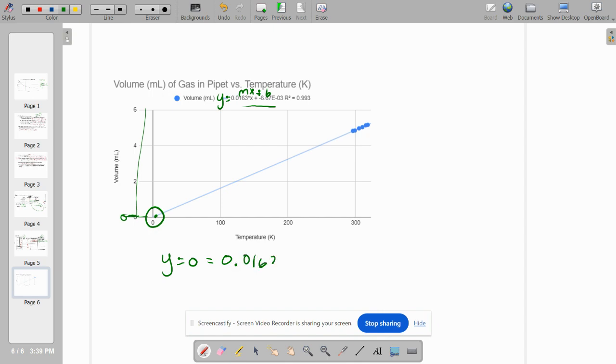So 0 equals 0.0163x plus, and this is in scientific notation. It probably isn't for you, but it might be. So it looks like that. So I just made that a normal number. Okay, that looks good. So now all I have to do is solve for x. So for the algebra, I'm going to subtract 0.00667 from both sides.